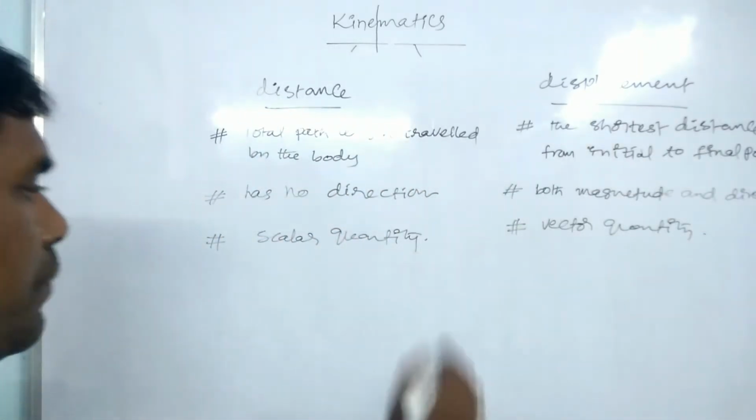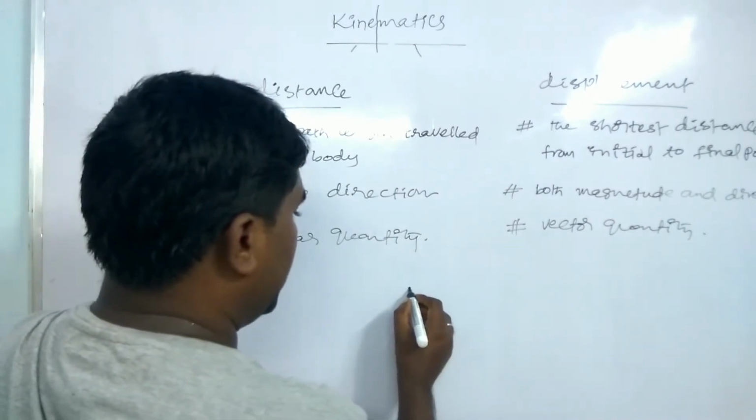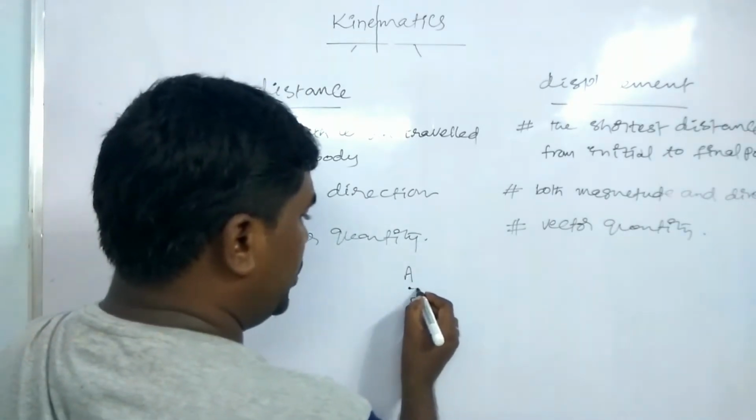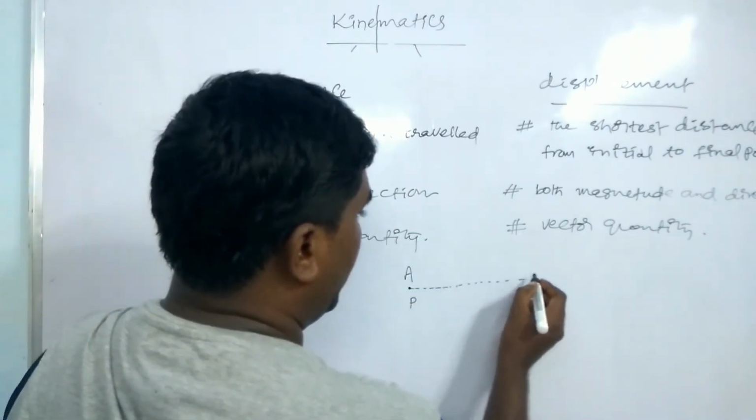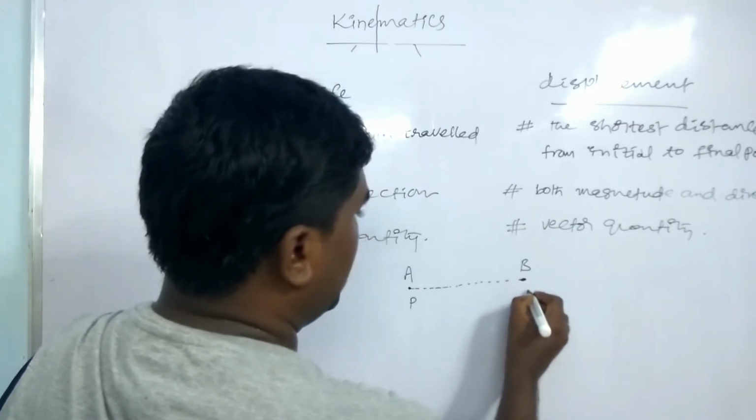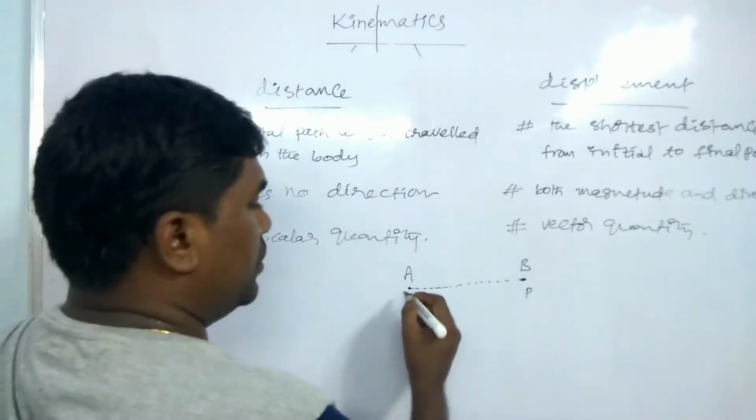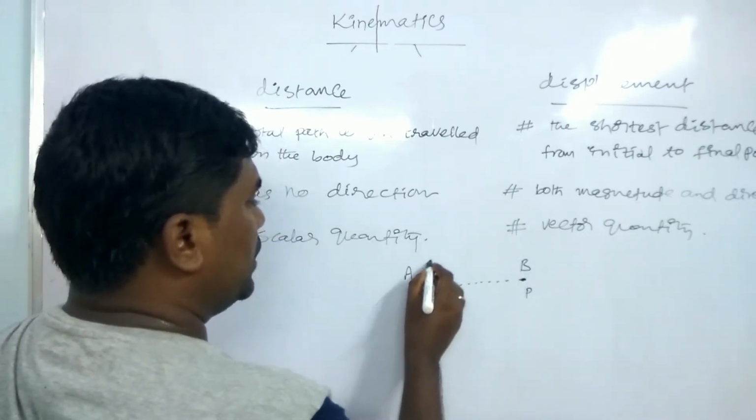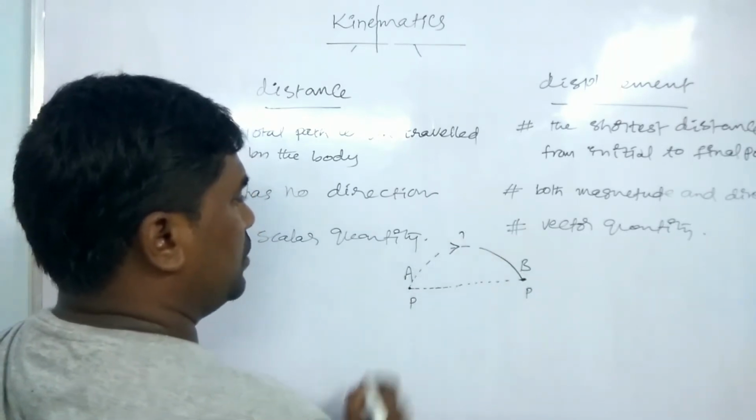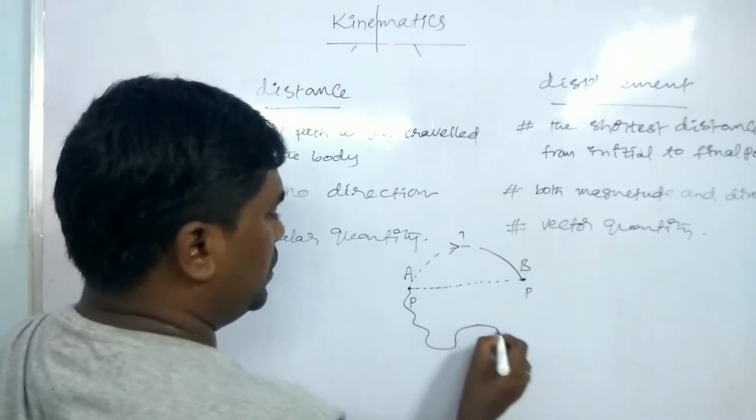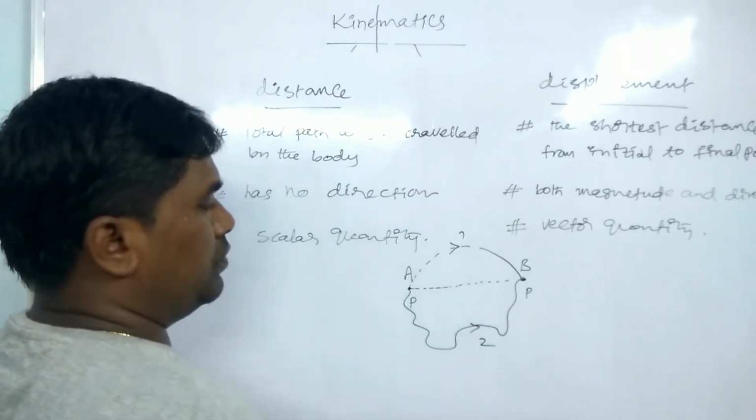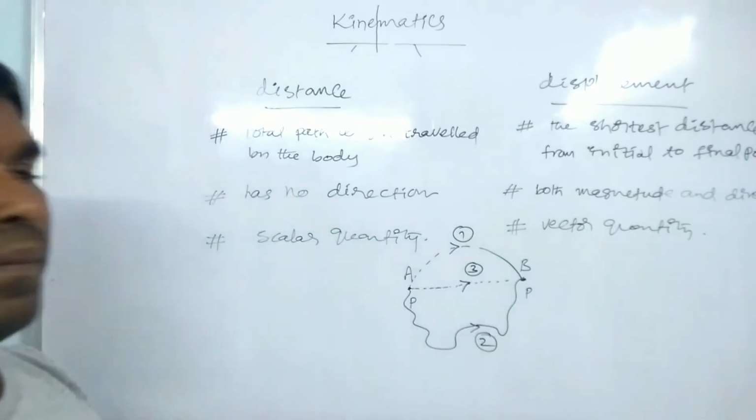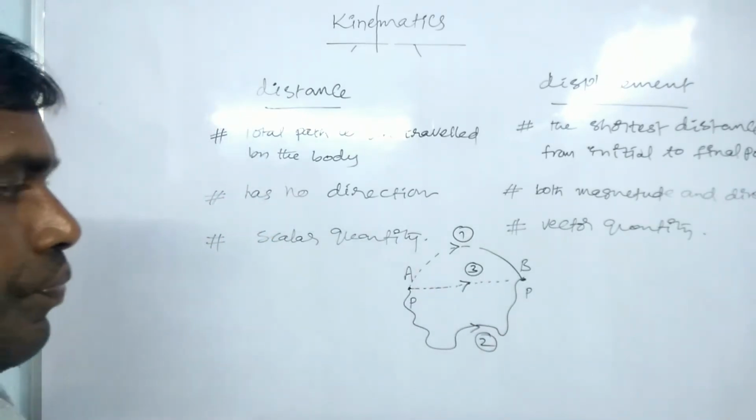Right. First, suppose a particle P is at point A. It is moving up to point B. So it wants to reach point B. Then it chooses the path here. This is path 1. And one more path it is traveling, that is path 2. And another path, that is path 3. So these 3 are the ways for the particle P to reach from point A to B.